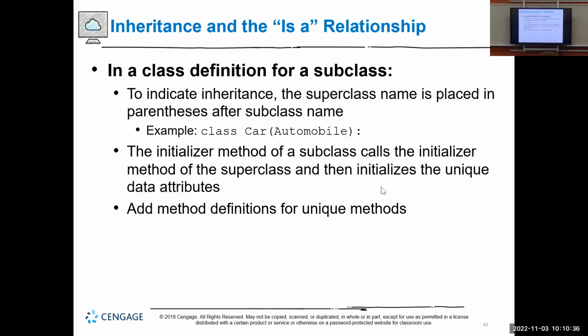Okay, and you can do the same with the other one here. And if you want to define a class for pickup here, you also have to put the superclass inside the parentheses. And you do the same with the SUV, right? So what happened here?